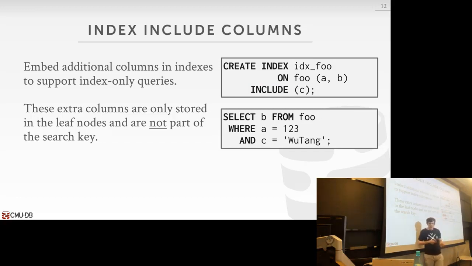Then as I'm scanning along the leaf nodes, I can look at the values of C that are packed in the leaf nodes and also evaluate my predicate and produce my output.